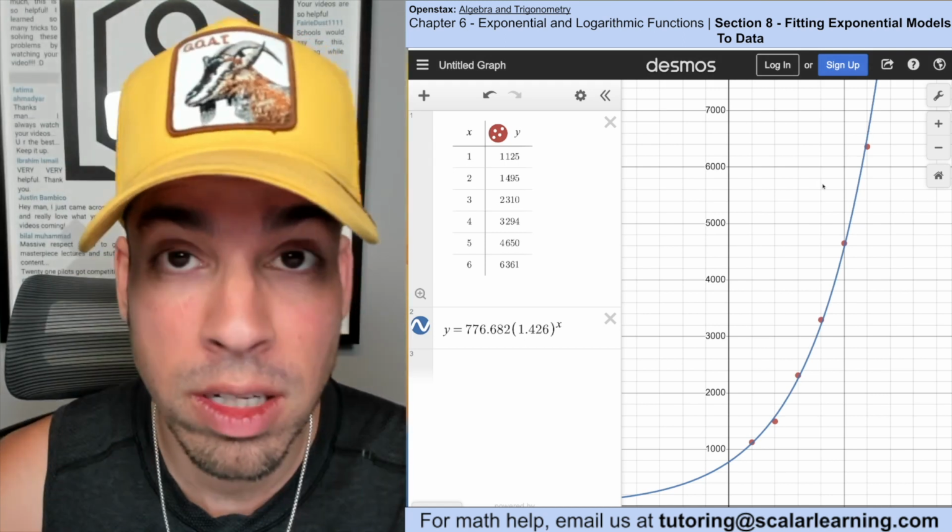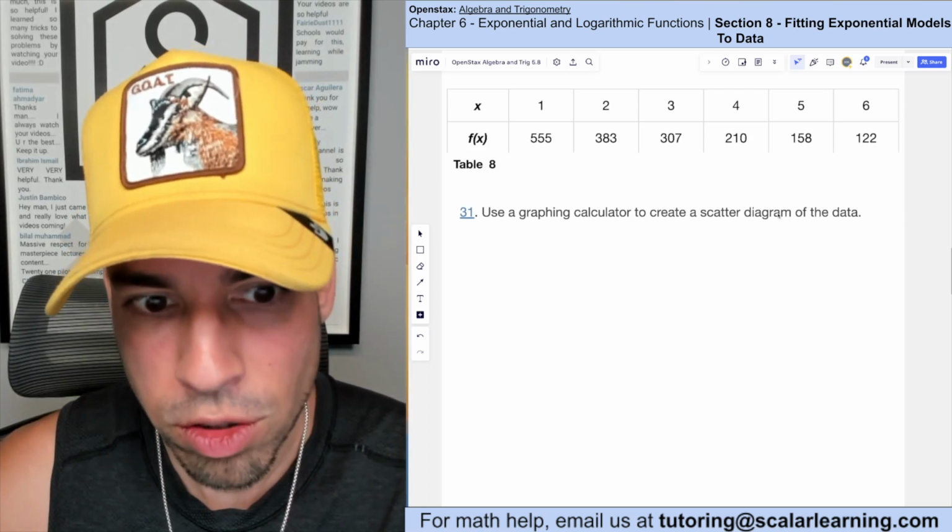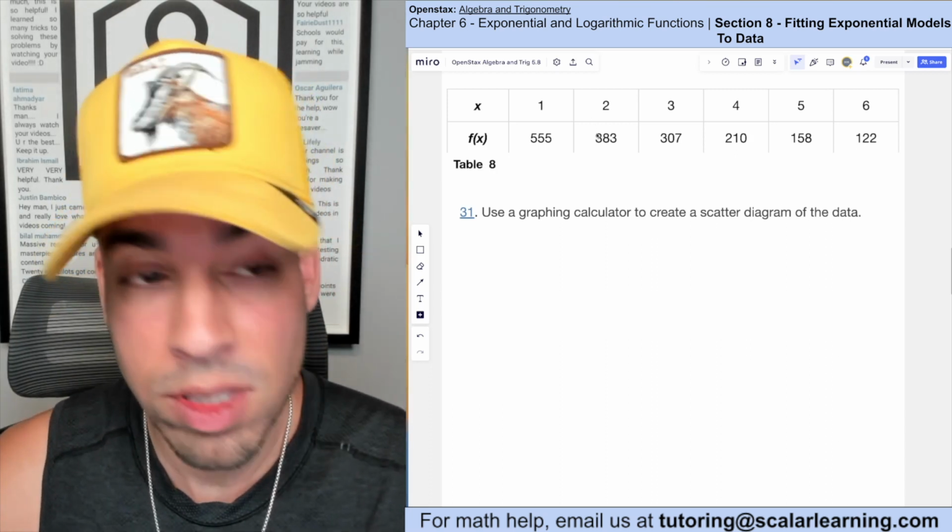So that's how the two look together. That's how you do it in Desmos. Done. So for 31, it says use a graphing calculator to create a scatter diagram of the data. So we're going to use Desmos to do that.